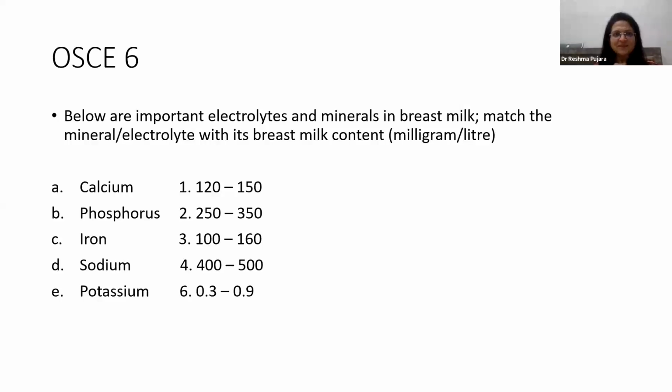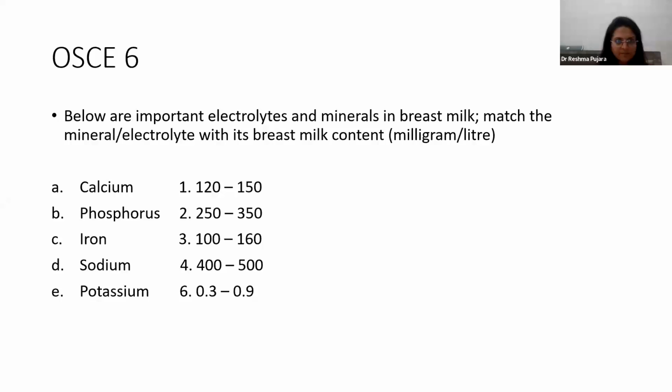Looks like nobody wants to attempt this question. Okay, somebody gave A2, B1. A2, so A is calcium, number 2 is 250 to 350. Sounds good. B1, B is phosphorus. Okay. Iron is E, correct? A6, okay. E6? What is A6? A2, B1, C6. C6 makes sense, okay.